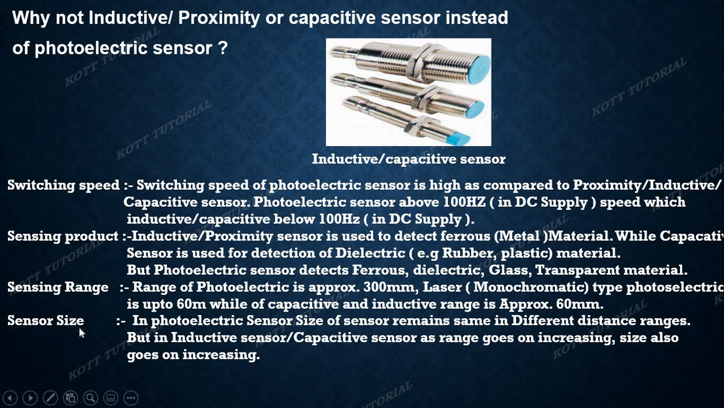And the fourth point is the sensor size. See, as the sensor range goes on increasing, in the case of inductive and capacitive sensors, their size also goes on increasing. But in the case of a photoelectric sensor, the size remains the same. We only have to set the distance by adjusting the knob.